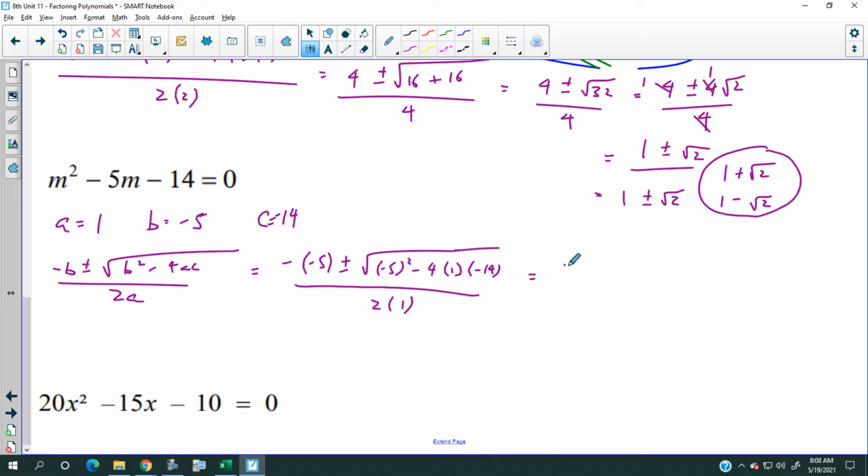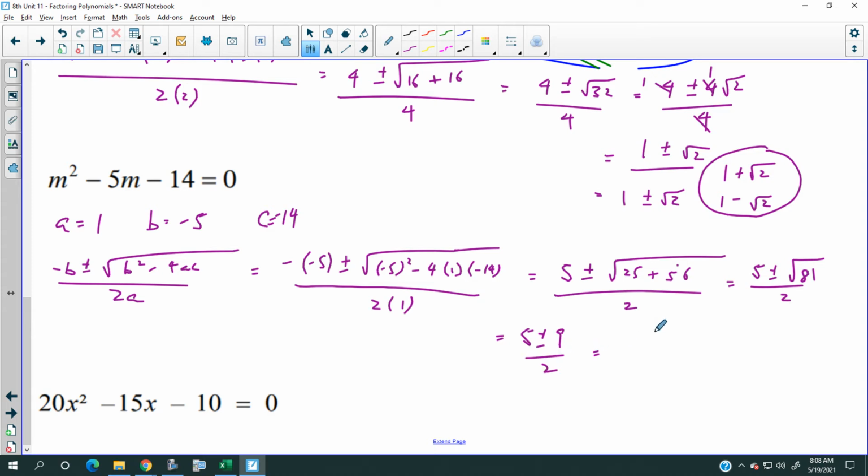So here we got 5 plus or minus the square root. 5 squared is 25. It's gonna be add, negative times negative. 4 times 14, let's see. Yep, 56. What is that gonna be? Is that gonna be 81? Yeah, I knew it. So here we got 5 plus or minus the square root of 81, over 2. I'm kind of still checking my answers as I go. 5 plus or minus 9, since the square root of 81 is 9, over 2.